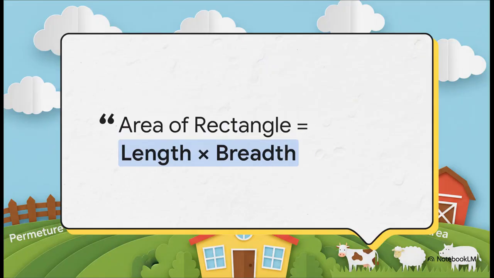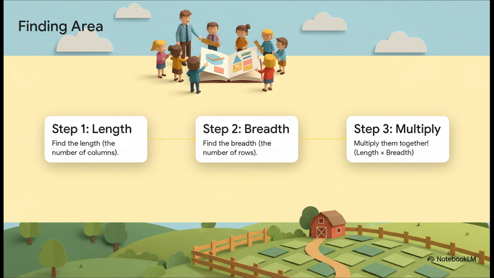And here it is, the magic super fast shortcut for any rectangle. You should probably write this down. The area is simply its length multiplied by its breadth. That's all there is to it. Length times breadth. It's really just 3 easy-peasy steps.